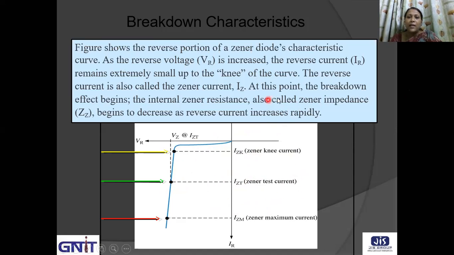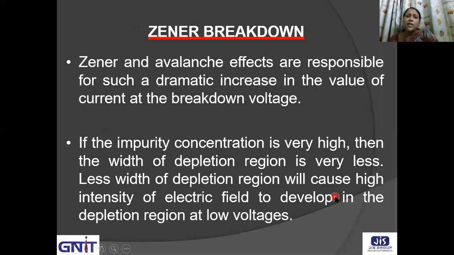current. At this point, the breakdown begins, and the internal Zener resistance, also called Zener impedance, begins to decrease as the reverse current increases rapidly. This supports the text that has been mentioned here. And IZM, M for maximum, is the Zener maximum current. So we are getting three currents: IZK, Zener knee current; IZT, Zener test current; and IZM, Zener maximum current.